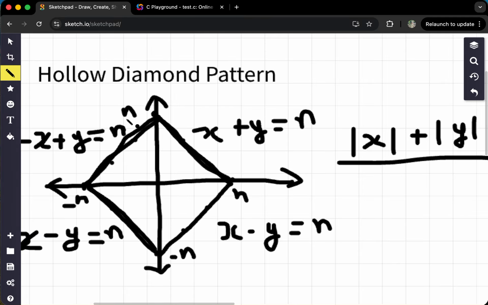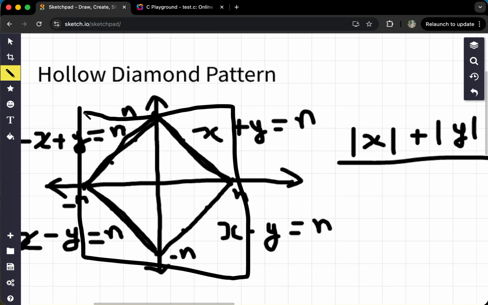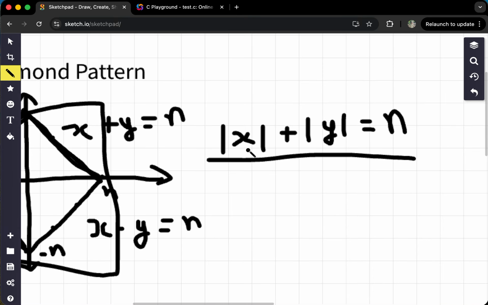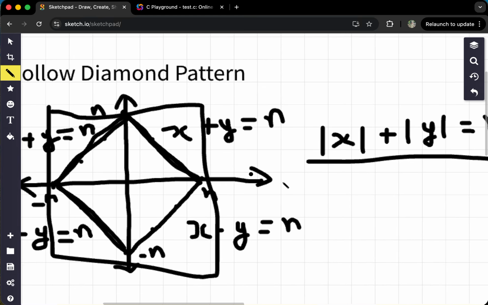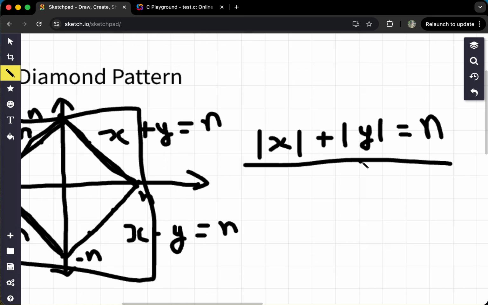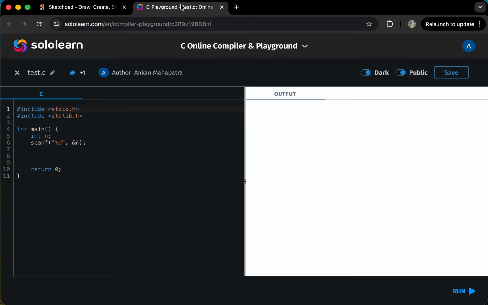So we will check for every point in this range. In this box, we will check all the points and see if the point satisfies this equation. If it satisfies this equation, we'll print a symbol or else we'll print a space. So this is the solution. Now let's go through the code. Let's try to solve it using C programming.